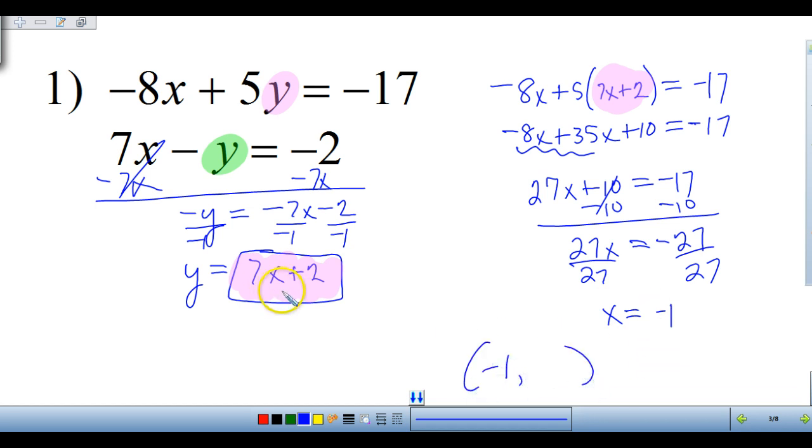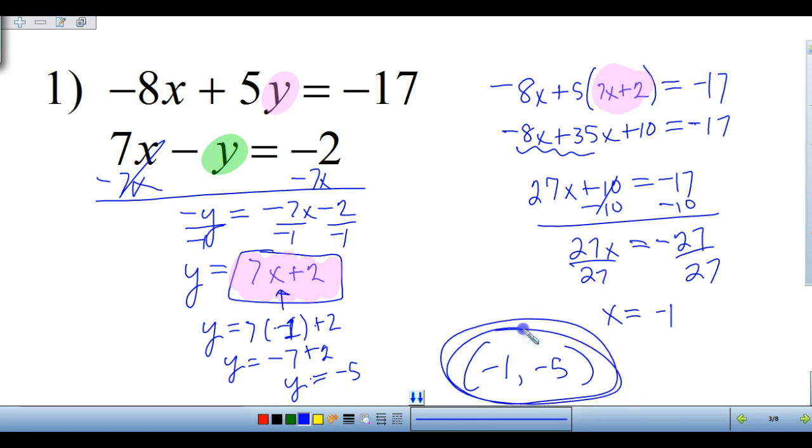And let's go figure out what y would be. We'll put -1 in here, back to my boxed area. So y equals 7 times -1 plus 2. 7 times -1 would be -7 plus 2. y would equal -5. So -1, -5 would be the solution to this system. So this part of the problem is the same as it's always been.